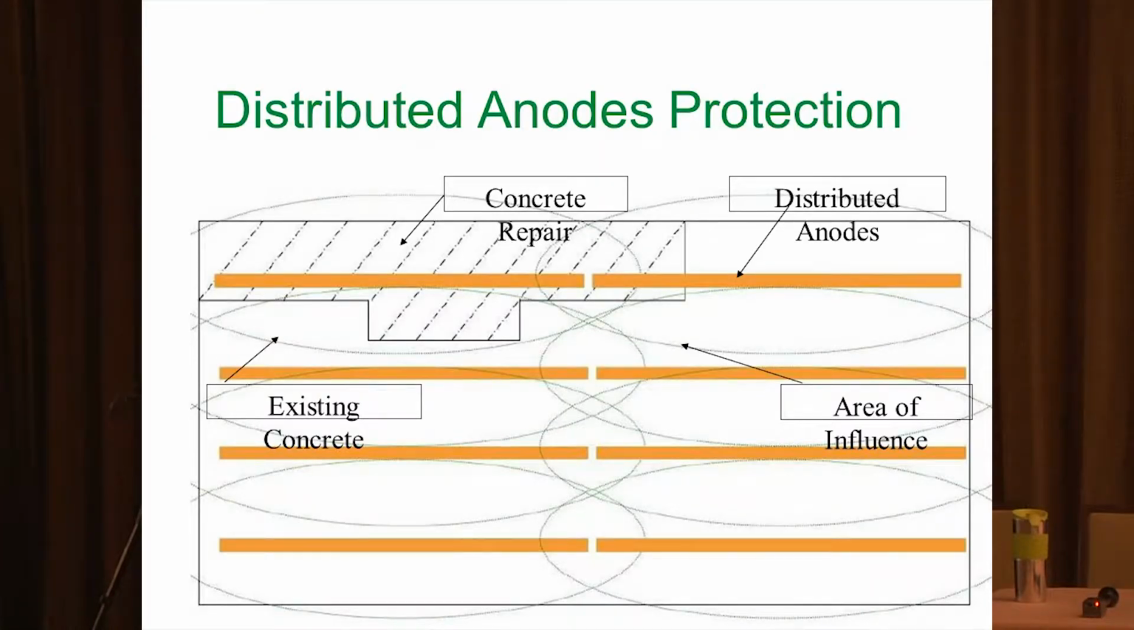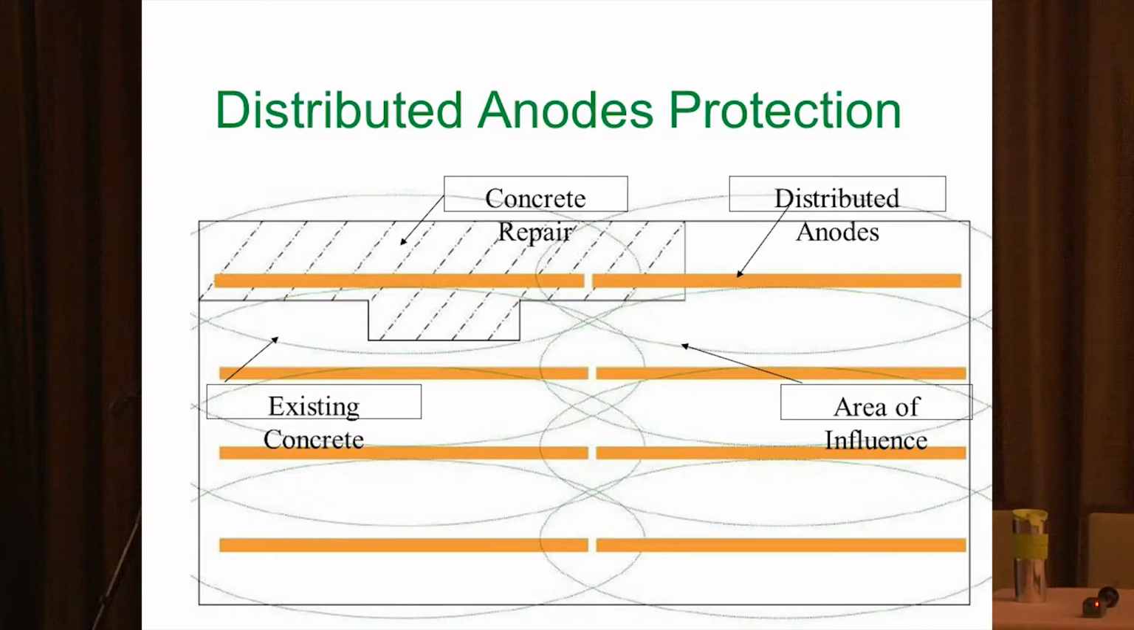There's another system out there, which is a distributed anode system. Distributed anodes are basically larger linear type anodes. Typically, they've got more zinc in them. What you're able to do with these larger anodes is protect a much larger area. You can get much greater service life out of it too, and you can also deal with a much harsher environment overall.